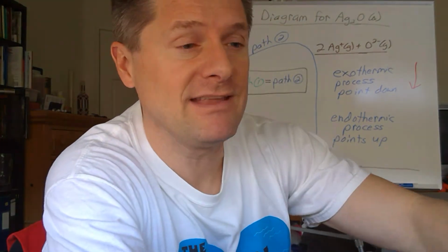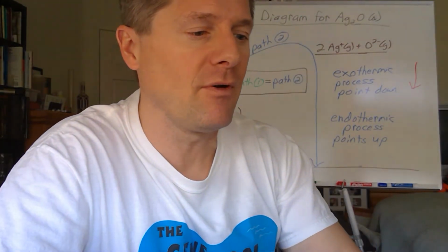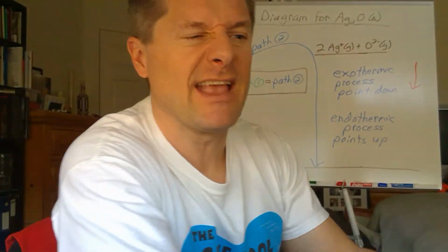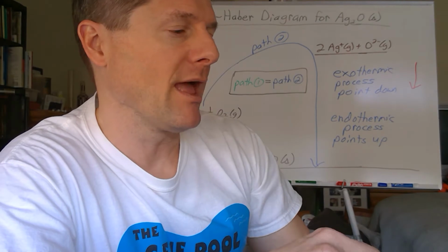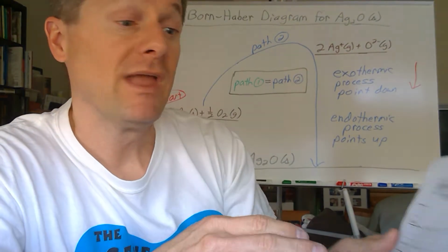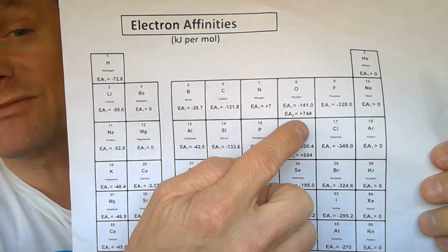Especially electron affinity. So bond energies are all positive, so they're always going to go up, right? If you look at standard heats of formation, yeah, most are negative, but some are positive. In this case, they're all going to be negative for favorable ionic solids. Ionization energies are all positive, so they're all going to point up. Removing an electron requires energy. Electron affinities can be negative or positive, right? Look at oxygen. The first one's negative, second one's positive.